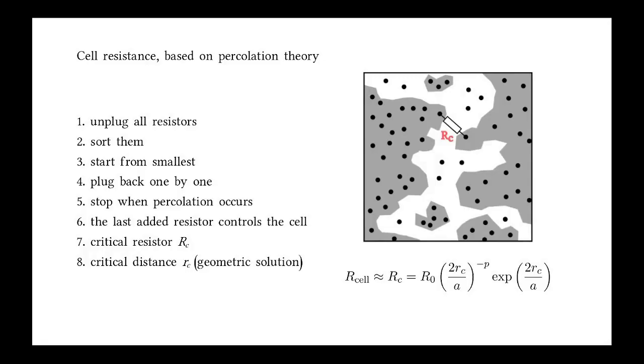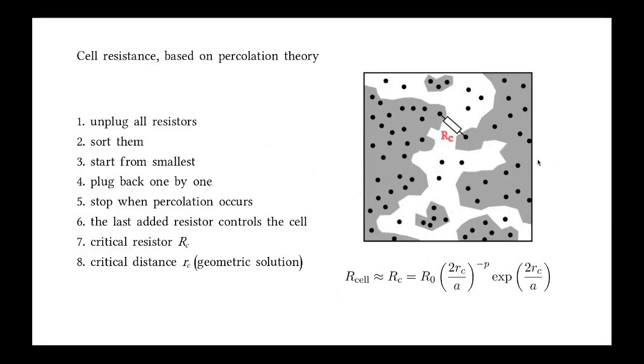The solution was provided by percolation theory, and the reasoning goes like this. Let us first unplug all the resistors from the network and let us sort them, and let us then plug them back one by one, starting from the smallest one. First, the resistors will connect small groups of sites and will create small clusters. However, the resistance of the cell will be infinite.